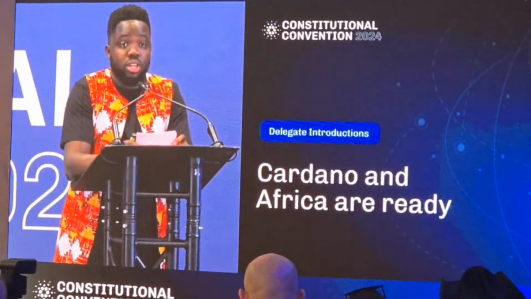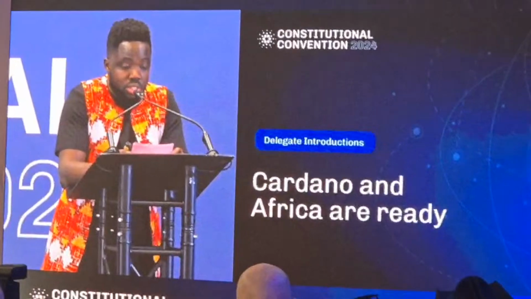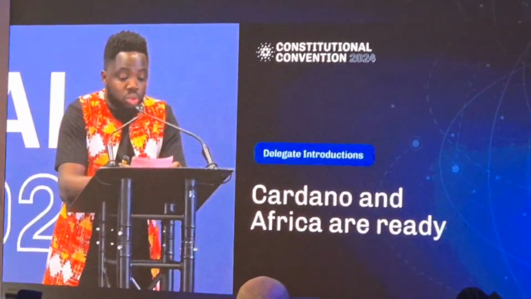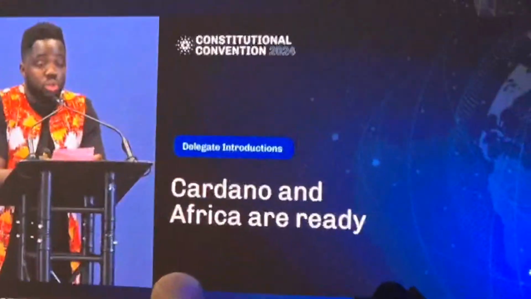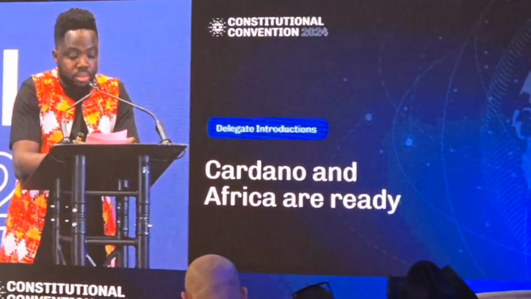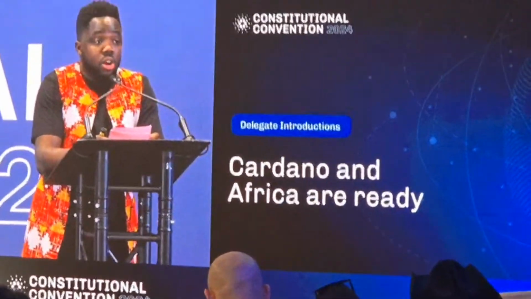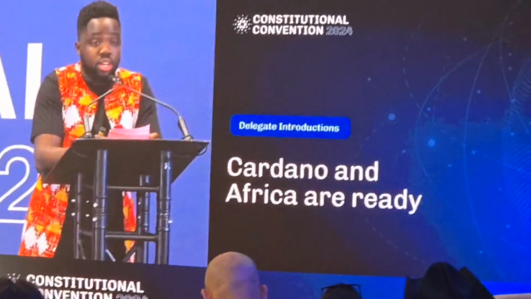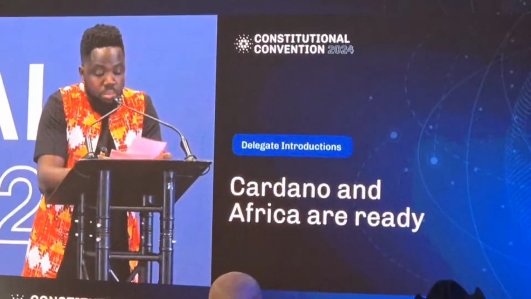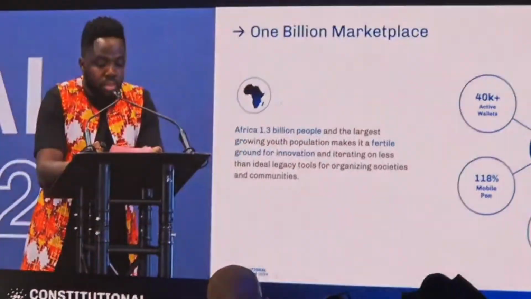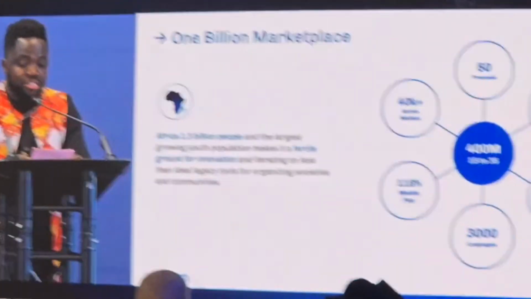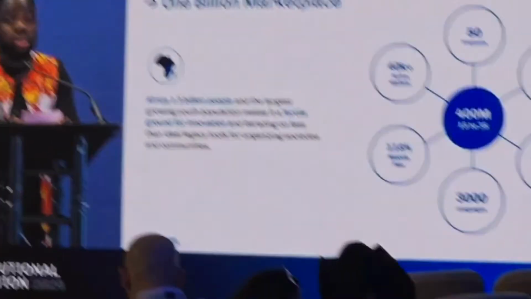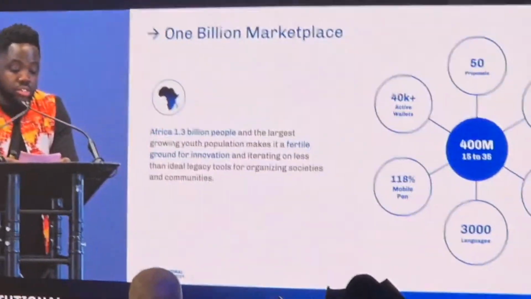Africa and Cardano, I'm here to report, are ready. Africa is ready to redefine what civilization can be. And Cardano is ready to provide the tools to make this new era a reality. Together, they are the catalyst, pun intended, for an unprecedented transformation. With 1.3 billion people and the world's fastest growing youth population, Africa is the perfect place for innovation.